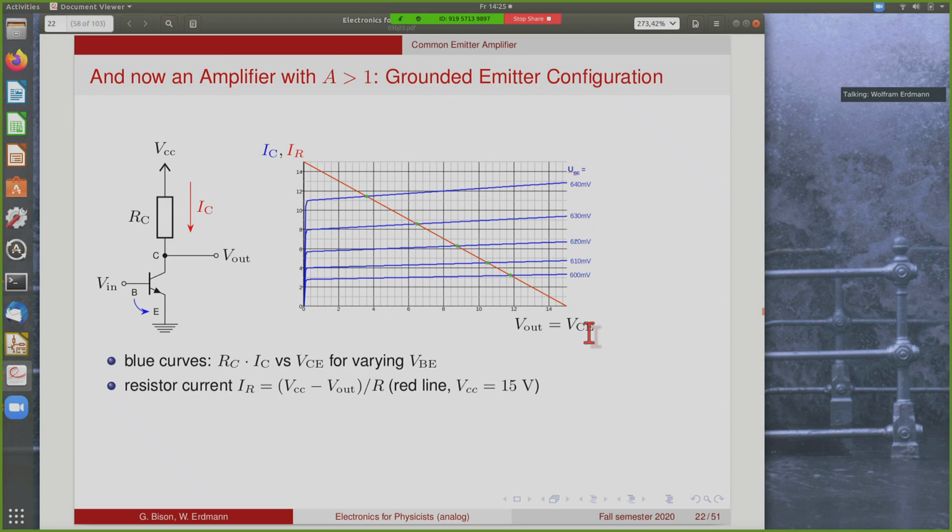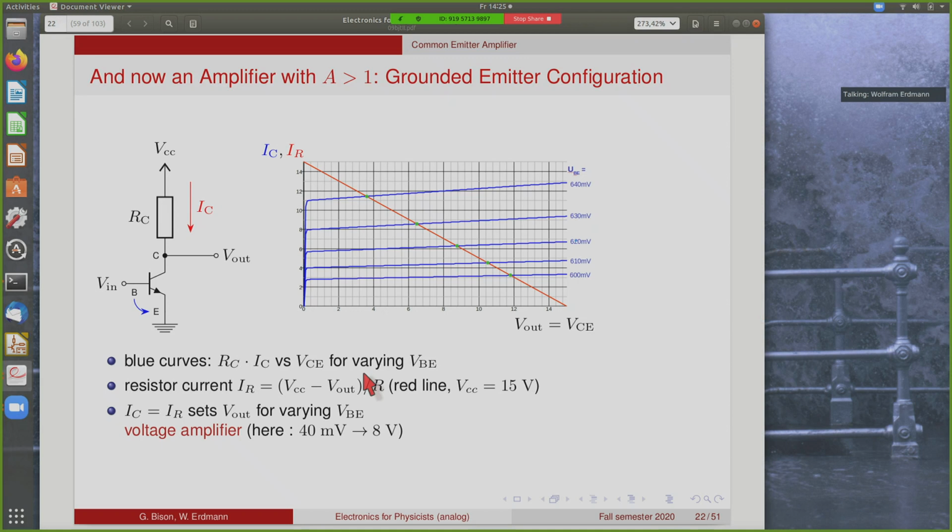Then the resistor current is given by the difference of the supply voltage minus the output divided by the collector resistance. So this is the red line shown here for 15 volts supply voltage. So when the output is 0, you get the maximum current, VCC divided by R, and when the output reaches 15 volts, you get the minimum current or no current at all.